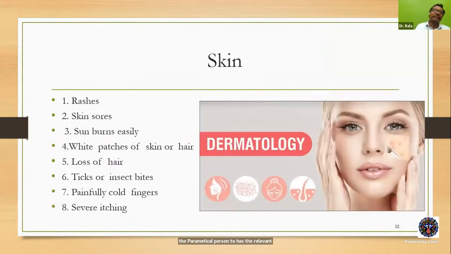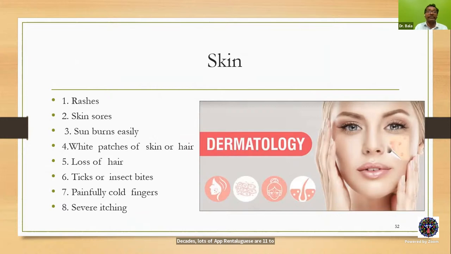Shifting gears, the dermatological system is also important for uveitis, starting from rashes anywhere in the body, skin sores, whether the patient has a tendency to get sunburns, relevant for SLE, DLE, or white patches of the skin or hair, relevant to VKH, loss of hair, alopecia, relevant to psoriasis as well as SLE.